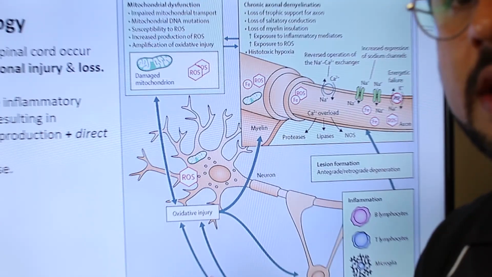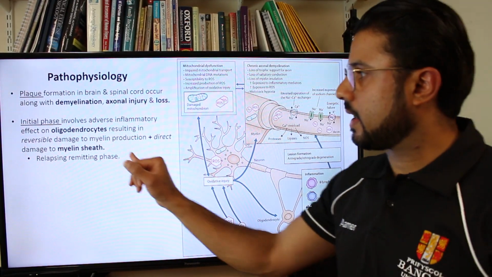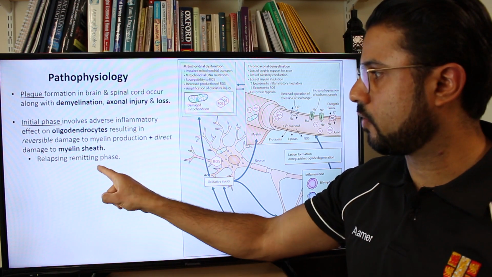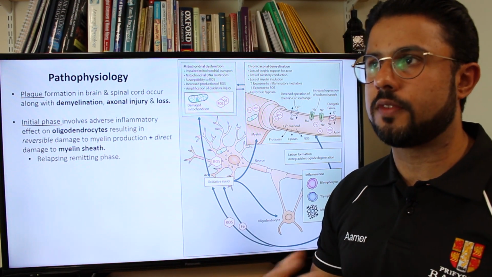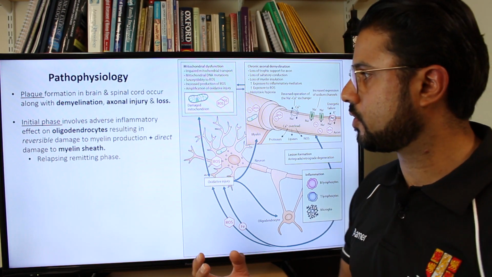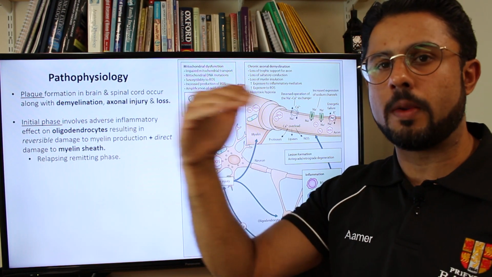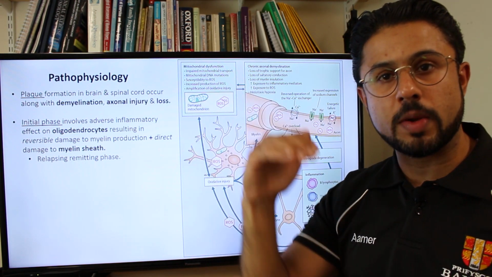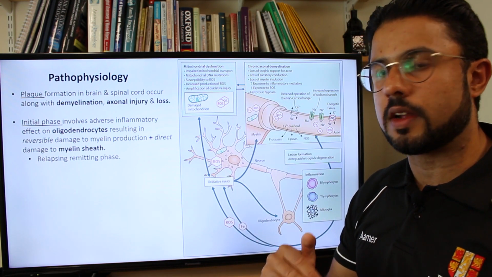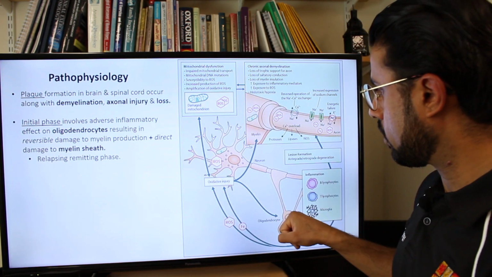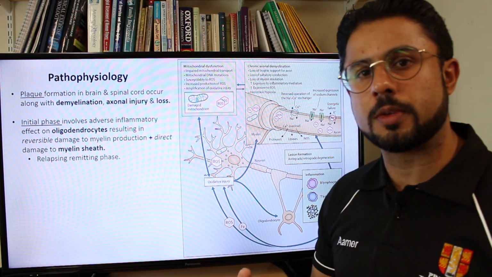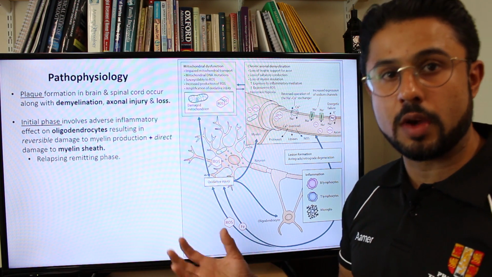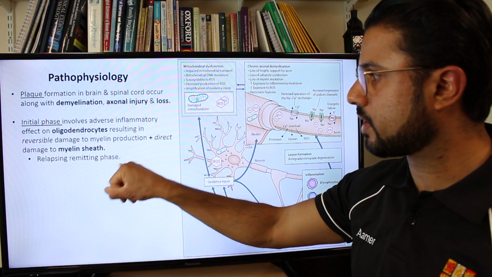Now if I zoom back out again, we can see that multiple sclerosis is characterized by different phases, and one of the earliest is the relapsing remitting phase. This is common in about 85% of patients, and it involves periods where there's inflammation and certain functions of the body are affected, but there's also remission, so the condition gets better. Therefore, this damage to the oligodendrocytes and to the myelin is reversible. The oligodendrocytes can recover and regenerate more myelin.